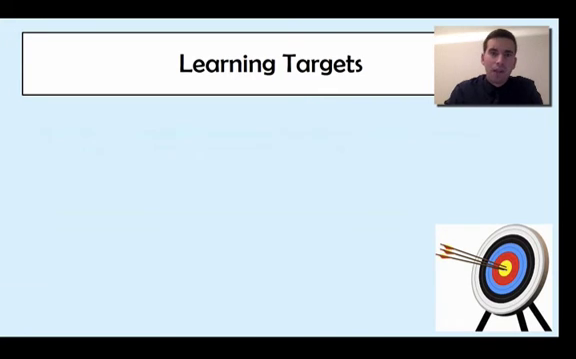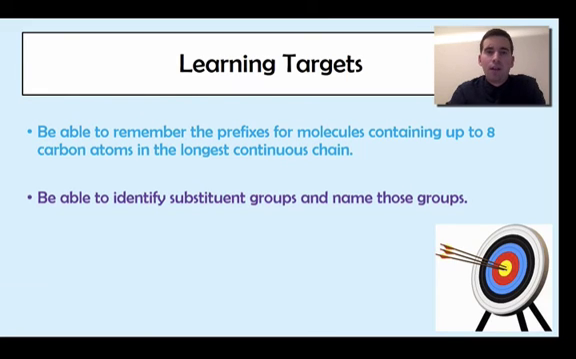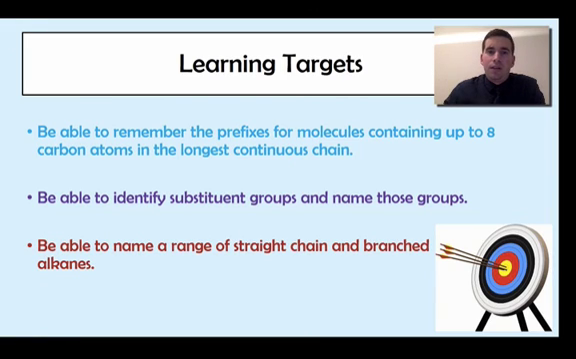So hopefully you now know the prefixes for when your longest carbon chain has between 1 and 8 carbons. You should be able to name basic substituent groups and be able to name a range of alkanes, both straight chain and branched.